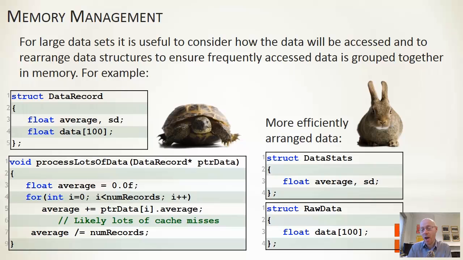Over on the right hand side shows how we might more efficiently structure our data. In this case we have separated out our raw data, and we have our data stats in a separate struct. And in this one we have the average and standard deviation stored. So if we were to change process lots of data to one that takes in the data stats, this is the thing that it works on. In this case, we're accessing the average of the first one. We then have to skip 4 bytes, which is the standard deviation, and we get the average of the next one after that. So there we're only jumping forward and skipping 4 bytes at a time in terms of wasted information. That means we're much more likely to get all of our data struct stats into the level 1 cache, and it'll be accessed much more quickly.